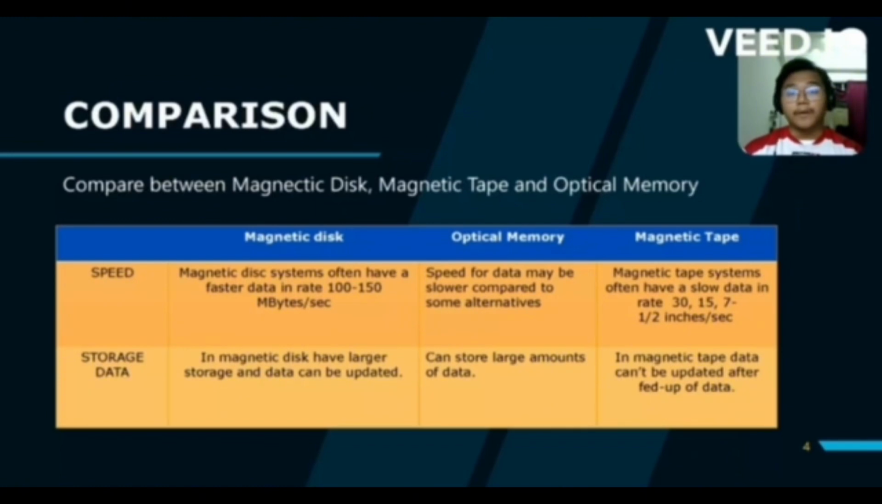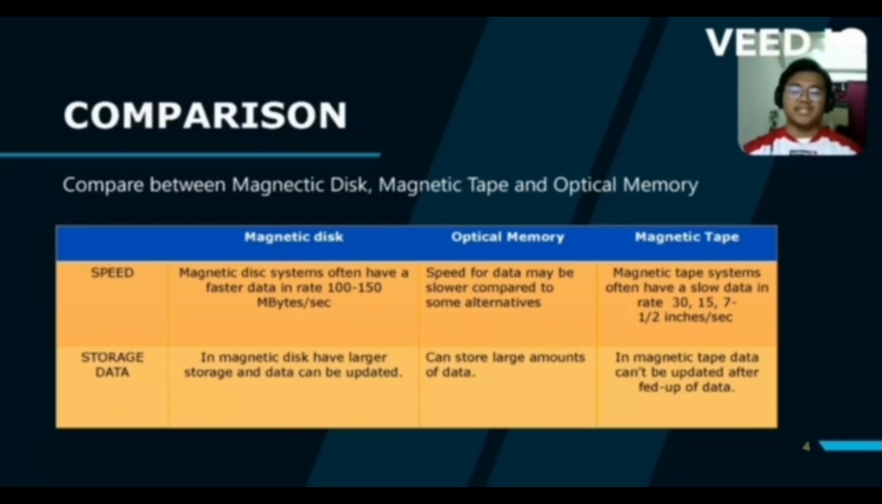This is a comparison between magnetic disk, magnetic tape, and optical memory. For speed, the magnetic disk system often has a faster data rate, 100 to 150 bytes per second. For optical memory, the speed for data may be slower compared to some alternatives. For magnetic tape, the system often has a slow data rate, 30, 50, 7, 1 or 2 inches per second.